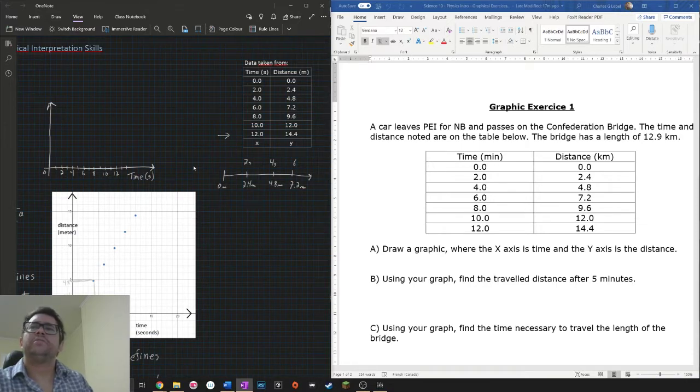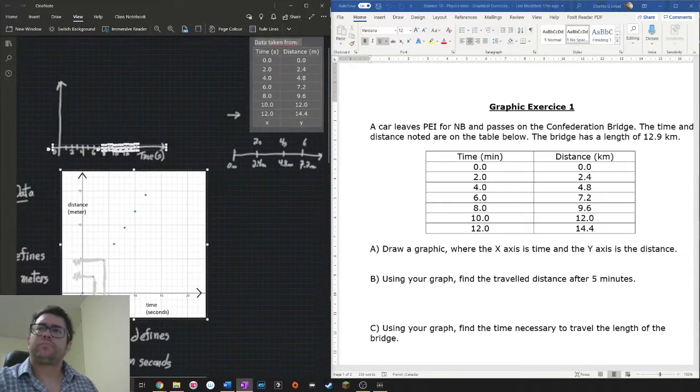What about the distance? The distance goes to 14.4. So if this is 14 and this is 15, and my point is going to go in between the two, then I need more than 14 because it's 14.4. So I want to end with 15 or 16. I can already see that I don't have enough squares. 1, 2, 3, 4, 5, 6, 7, 8, 9, 10. That's not enough. We should extend this line further.